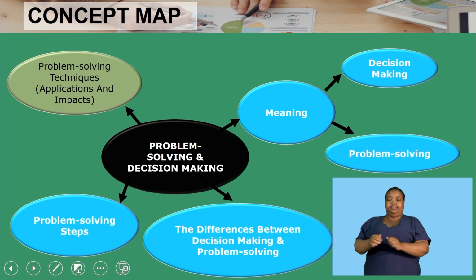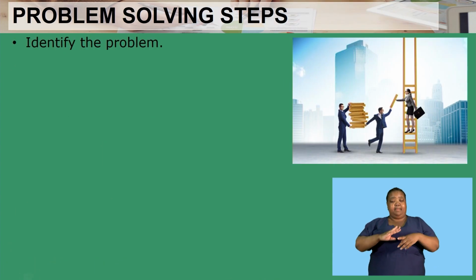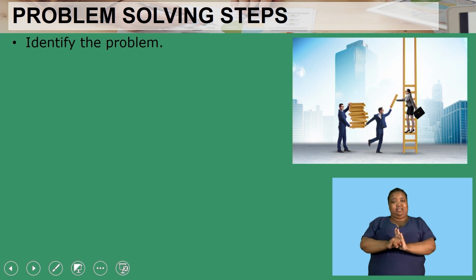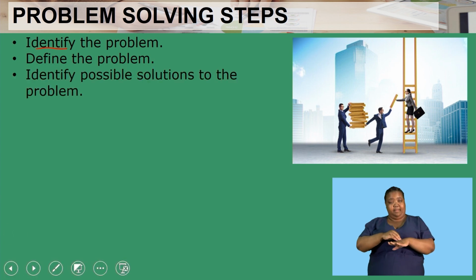Then now we're going to go to our steps, problem solving steps. Right, the first step is to identify the problem. So we are just listing them now, then we'll explain just now. Right, so we first identify the problem. After identifying it, you define the problem. You're going to identify possible causes or solutions to the problem.